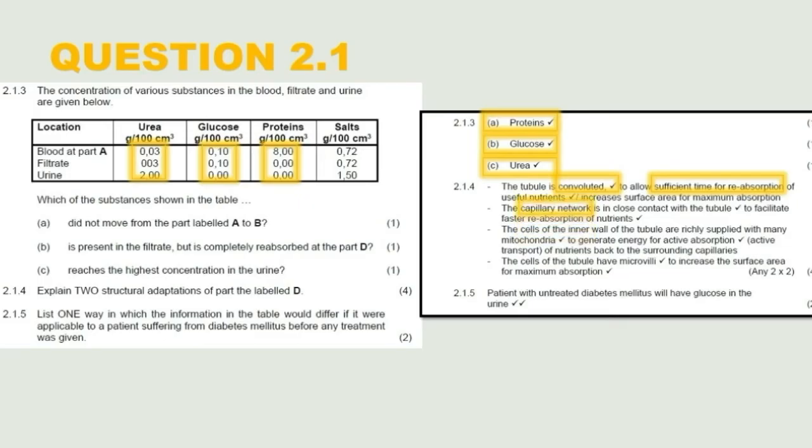The next section says that the capillary network is very closely linked, or close in contact, with the tubules. So this facilitates reabsorption, so it's faster. Then also the cells that line the tubule contain a lot of mitochondria for active reabsorption.